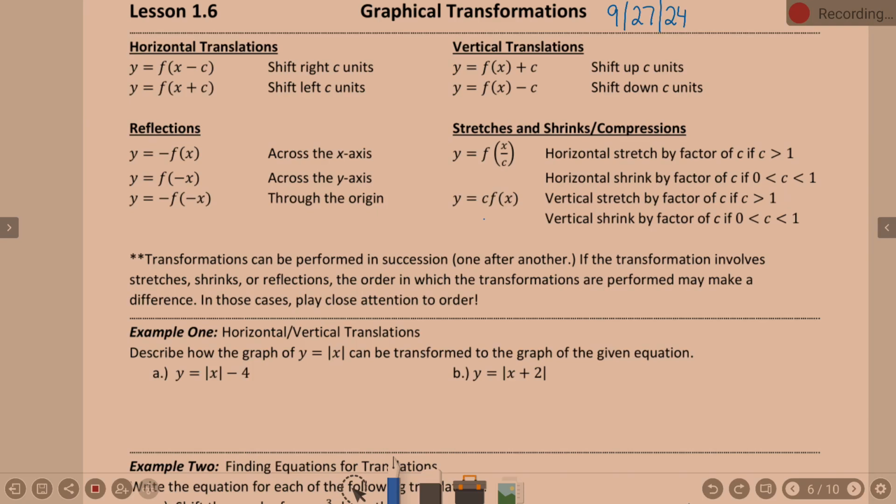Note the comment here. Transformations can be performed in succession, one after another. If the transformation involves stretches, shrinks, or reflections, the order in which the transformations are performed may make a difference. In those cases, pay close attention to the order. Whether you go left or right or up or down first doesn't matter. But when it comes to stretches, shrinks, and reflections, you have to watch how the equation is set up. And we'll talk about that when it comes up. Okay?